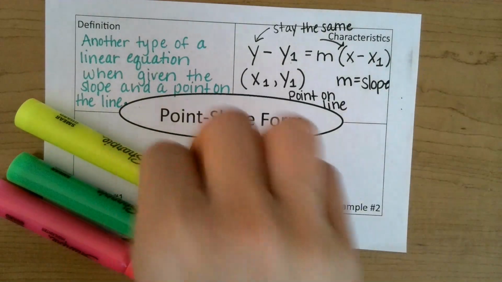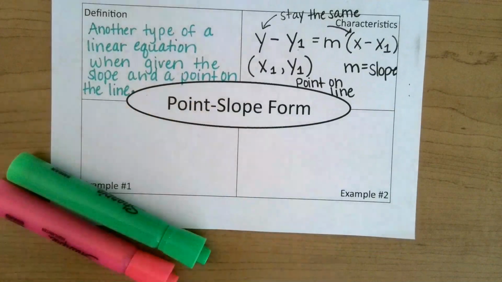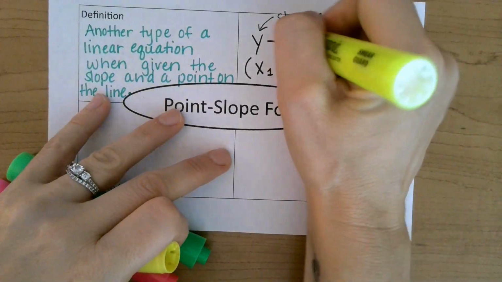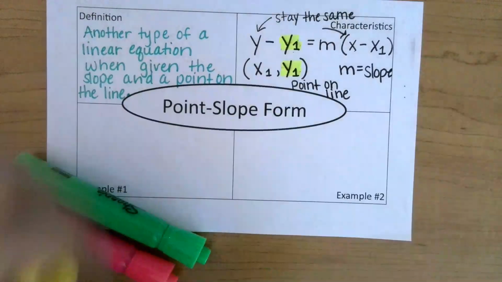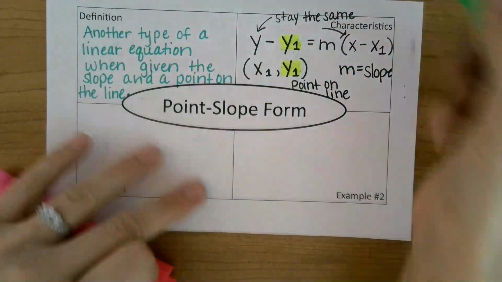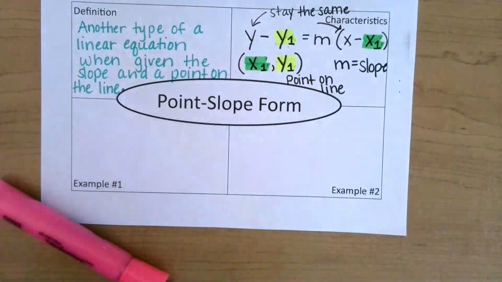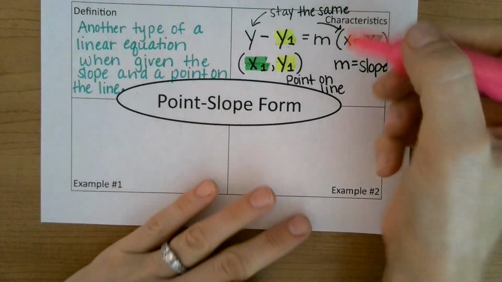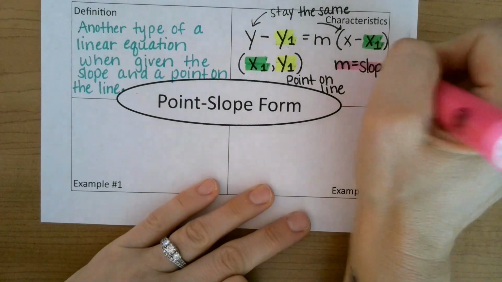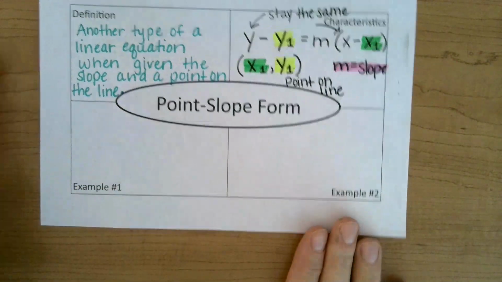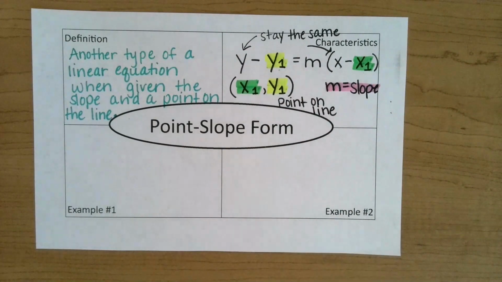And then I'm going to highlight my y1 a certain color, my x1, and my slope. You can do your own colors. You don't have to be the same as mine, but just make sure you're always doing y sub 1 the same color, and so on. I make a few extras just in case people make mistakes.